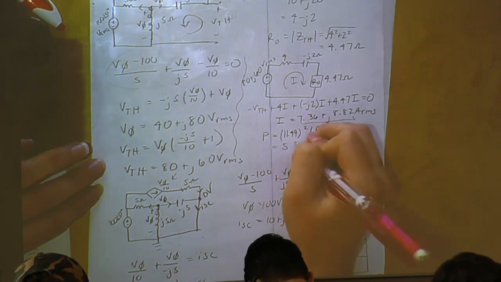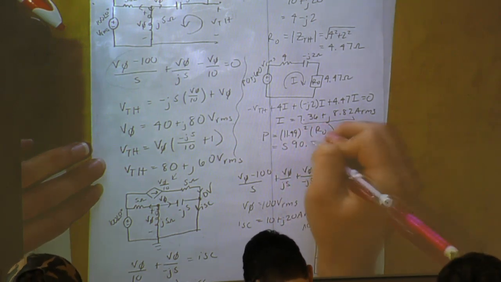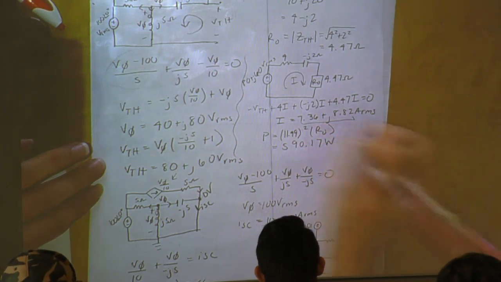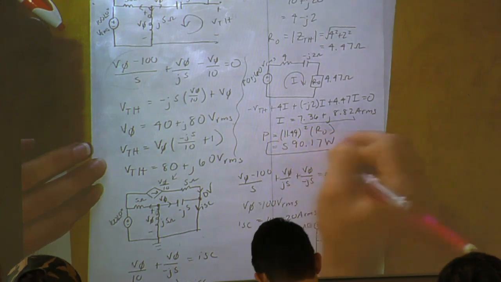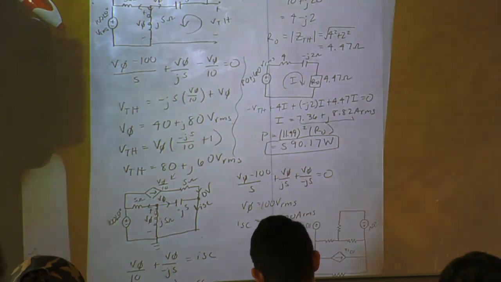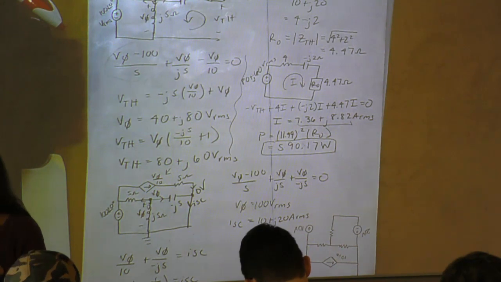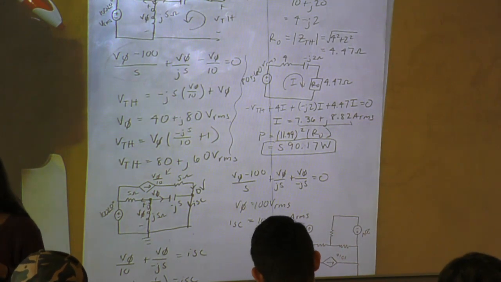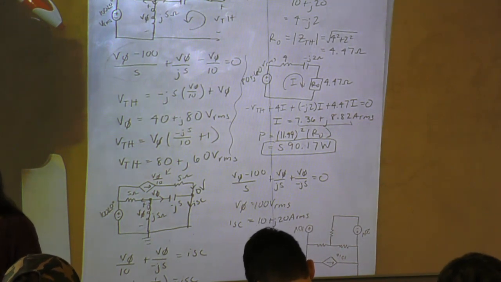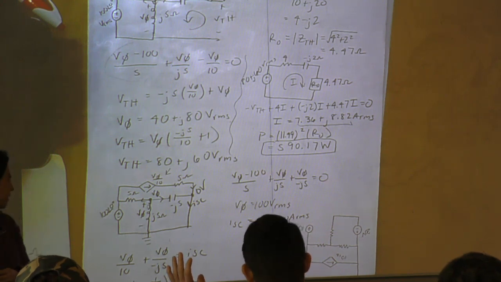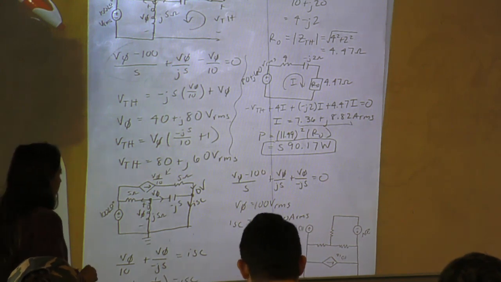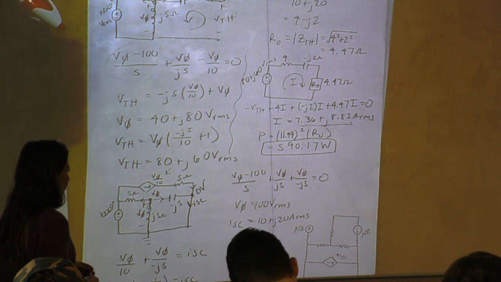And your power should be 790 watts. Does anyone have a question about the circuit analysis or equations? Obviously, there's a lot. What, 90? Is that J? 5, 5. 590. Okay.